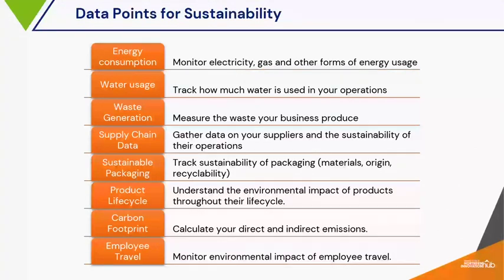And one of the data points that is being tracked lately is employee travel. That's a part of scope 3 emissions, so indirect emissions. You can monitor the environmental impact of employee travel, for example, commuting, business trips, or if you use delivery services, deliveries.